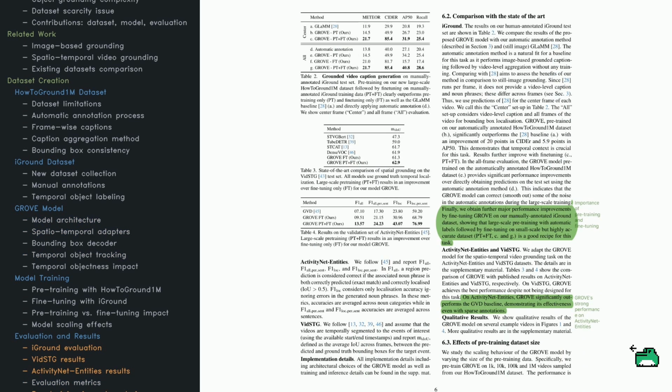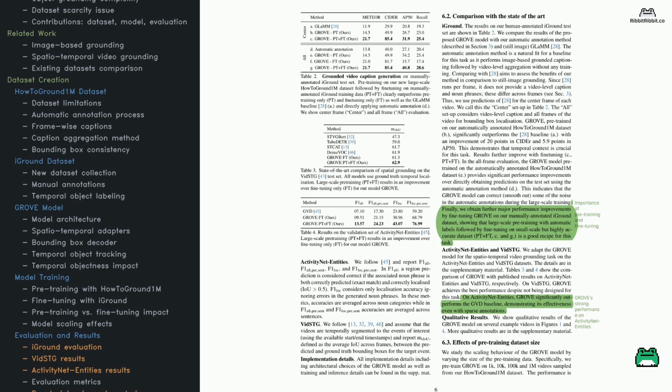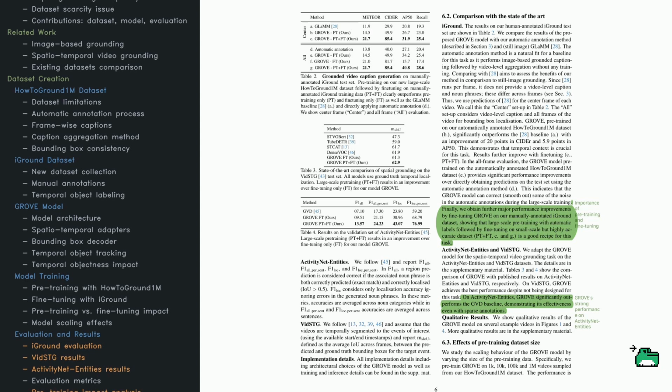So how do we measure a grounded caption's success? It's not enough to generate a caption that sounds nice. We also need to verify that the noun phrases actually match the right objects in the video. That's where the experiments come in. Check out Table 2 to see how Grove compares to other methods on iGround.